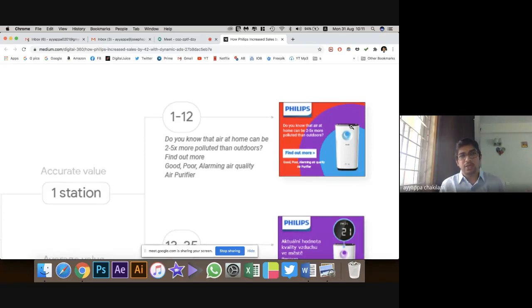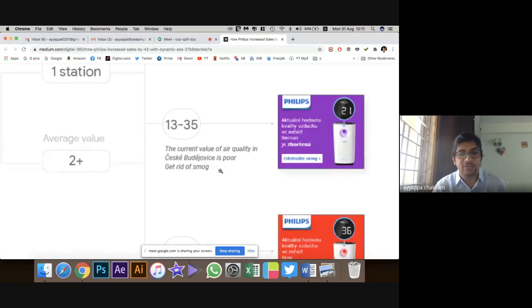There are also vehicles going around. Villages do not have much pollution, do not have many vehicles. So how do you do that? They came up with a particular advertisement saying, do you know that air at home can be 2.5x more polluted than the outdoors? So it's more polluted indoors. So why don't you get an air purifier?